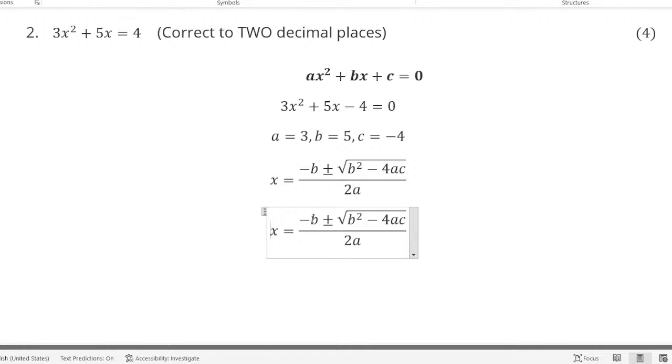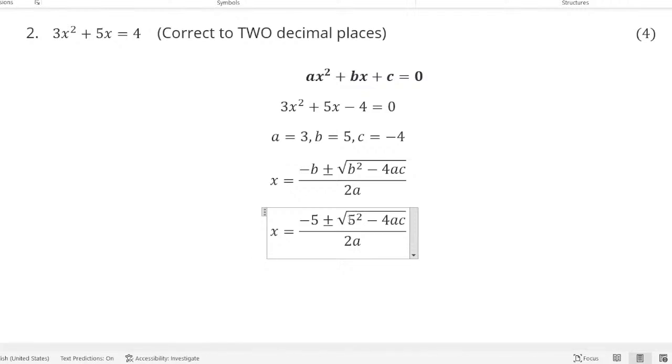So here we'll see the value of b. The value of b is 5. So here we have 5 squared. Let's put the brackets so that we don't make mistakes. Minus 4 into the value of a. The value of a is 3, into 3, into c. The value of c is negative 4. Negative 4. Then close the brackets. Divide by 2a. So the value of a is 3.